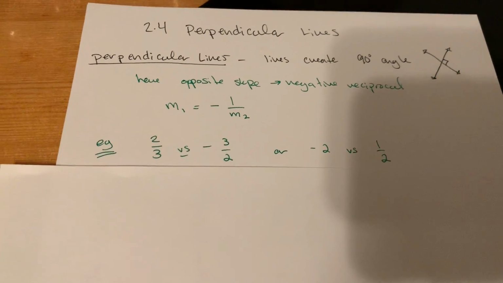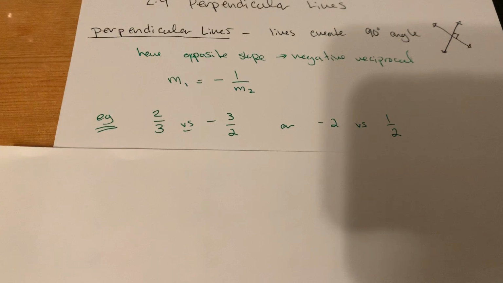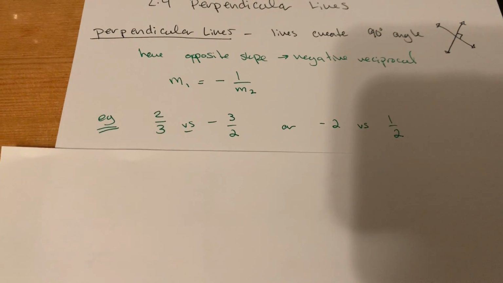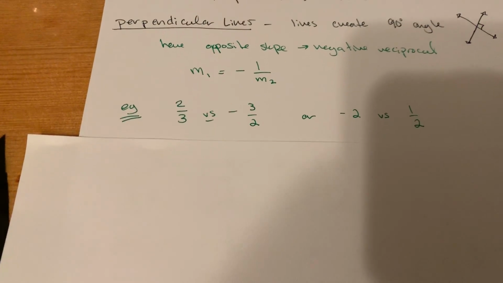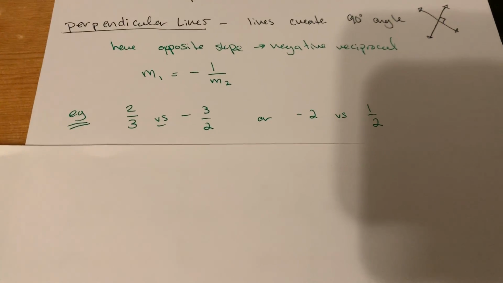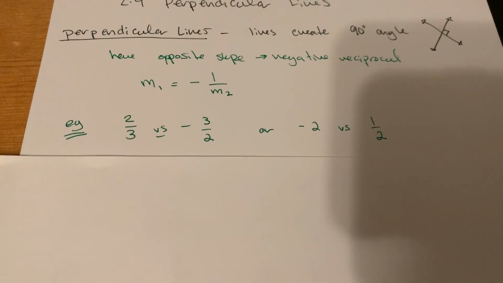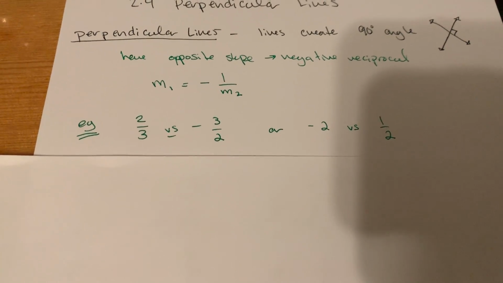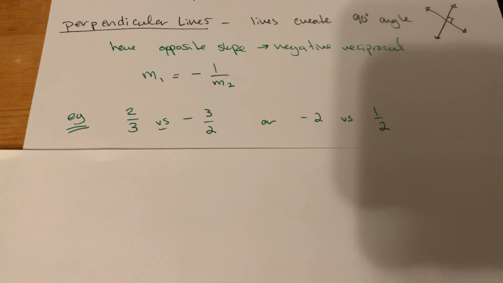I think this is easier if we just see it with an example. So something like positive 2/3 versus negative 3/2, right? You've flipped it over and you've changed it from positive to negative. Or something like -2 versus positive 1/2, right? -2 would be like -2/1, so flipped it would be 1/2, and it flips from negative to positive. So perpendicular lines have opposite slopes.